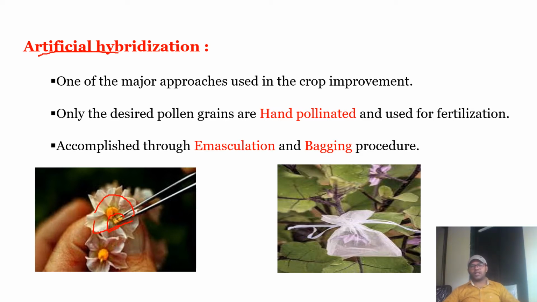So why is it carried out? It is carried out only to achieve the desired pollination. So it avoids self-pollination. Emasculation is nothing but removal of anthers well before anthesis. Okay, and further, after dusting the desired pollen grains on this gynoecium, it gets bagged.